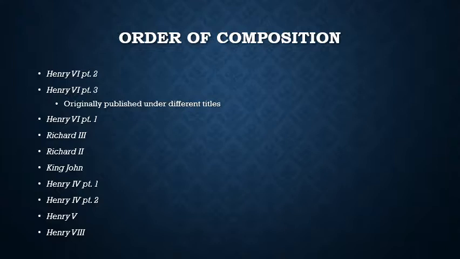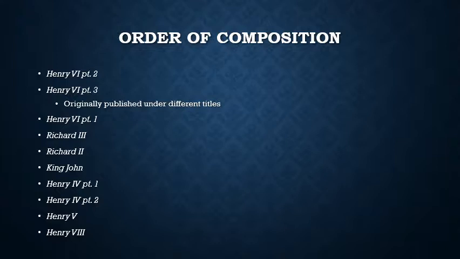Now this may seem odd, that Henry VI Part II and Part III were published before Henry VI Part I. But that's because they were not called that. Those weren't the names they were given at the time. In fact, the plays that we call Henry VI Parts 2 and 3 are the only ones that, when they were originally printed, had titles that explicitly referred to each other. Henry VI Part 2 was called the first part of the contention of the Houses of York and Lancaster. Henry VI Part 3 was called the second part of the contention.